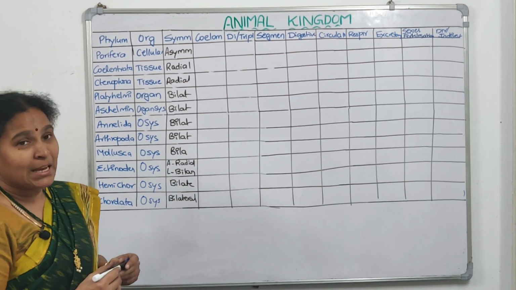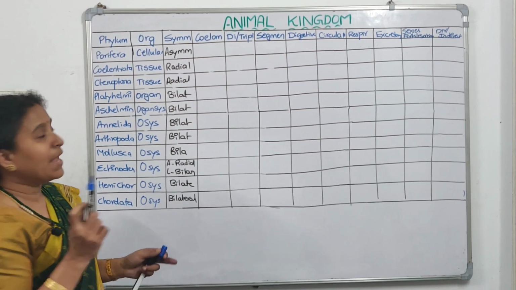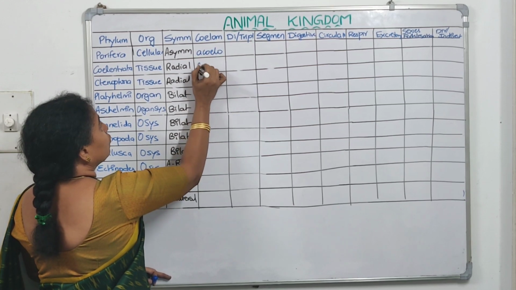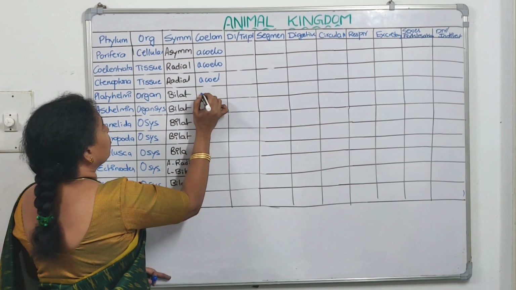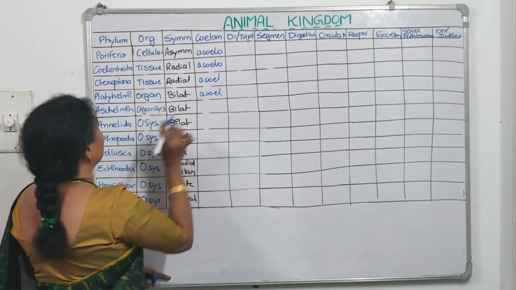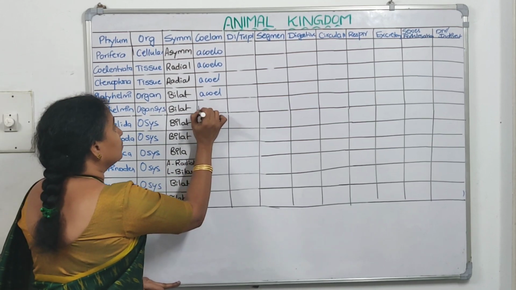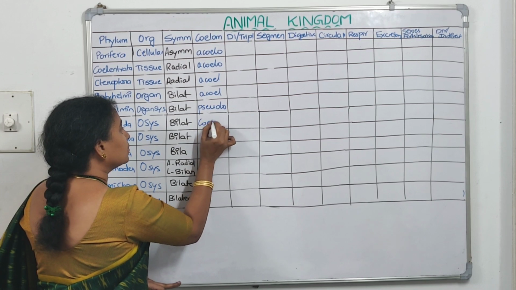Now coming to coelom. Now poriferans, Coelentrata, CTENOPHORA, Platyhelminthes are acoelomates. Platyhelminthes also acoelomates. ASCHELMINTHES, they are pseudocoelomates. Rest all are coelomates.